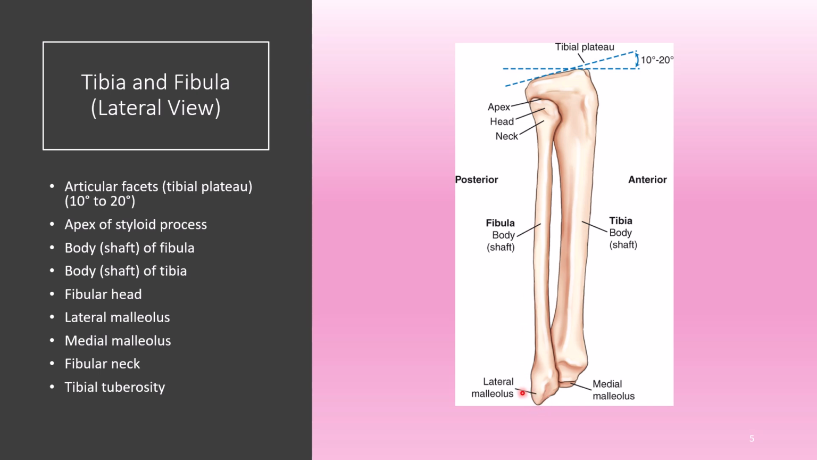And at the distal portion, we have the lateral malleolus. On the tibia, on the inside, we have the medial malleolus, the body or shaft, and then we have the tibial plateau up here. All of that is found on page 218.